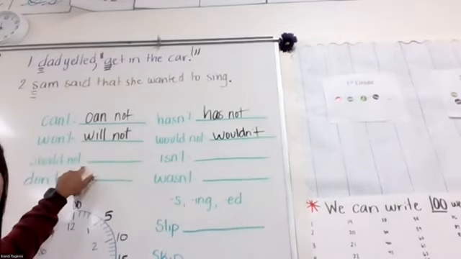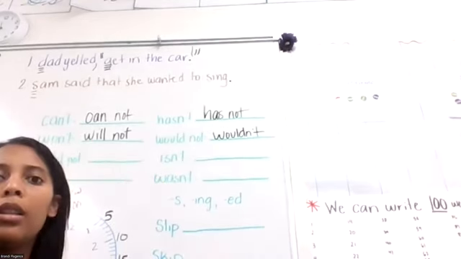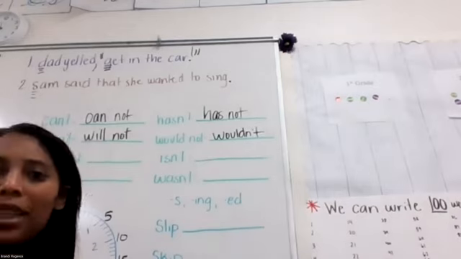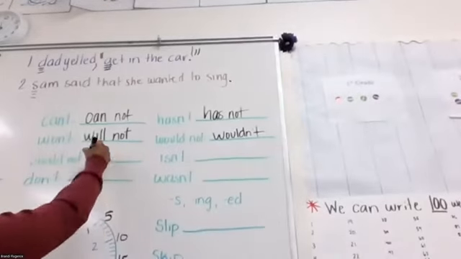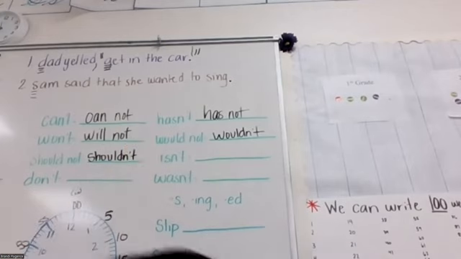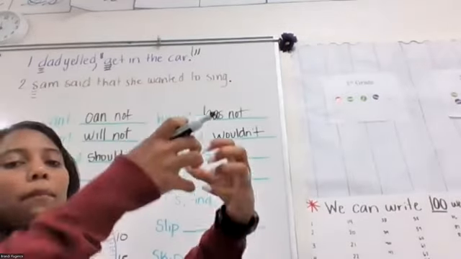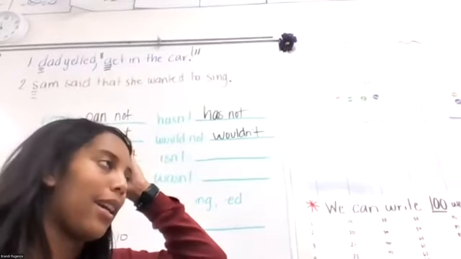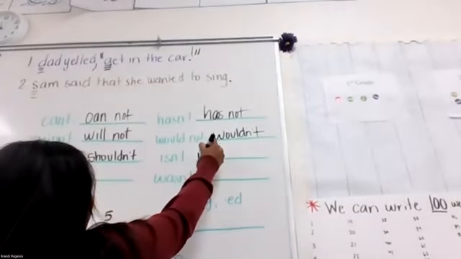Okay, should not. Let's contract should not. When I put it together and contract it, what does should not become? Shouldn't. Next we have isn't. That's already contracted. When I pull isn't apart, what two words make up isn't? Hannah? Is not.